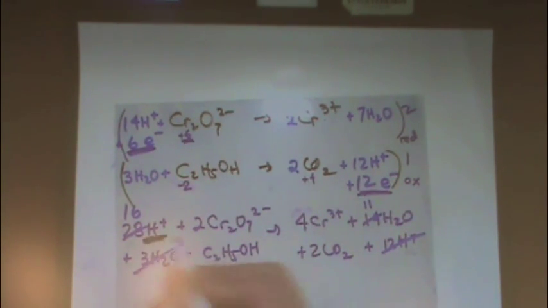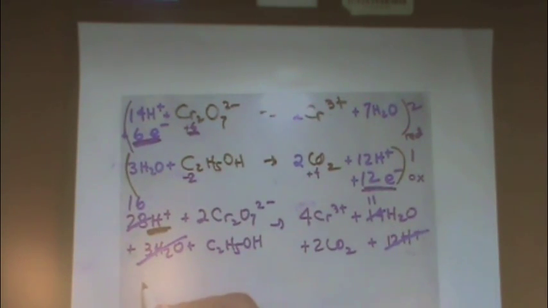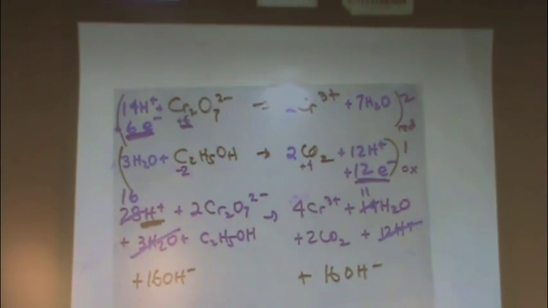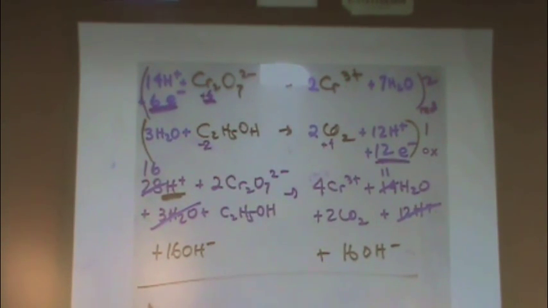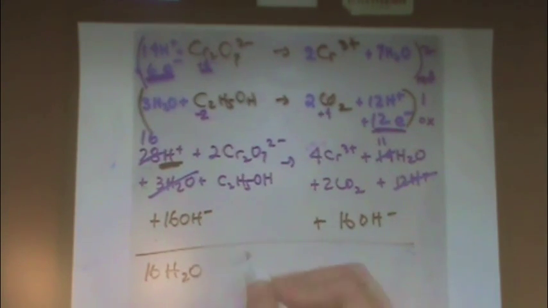So I find the H+, which is over here, and I add the same number of hydroxides to each side. So there's 16 H+, I need to add 16 hydroxides to each side. Okay, so I do that. That makes how many waters on the left? Yeah, H+ and OH- makes 16 waters.